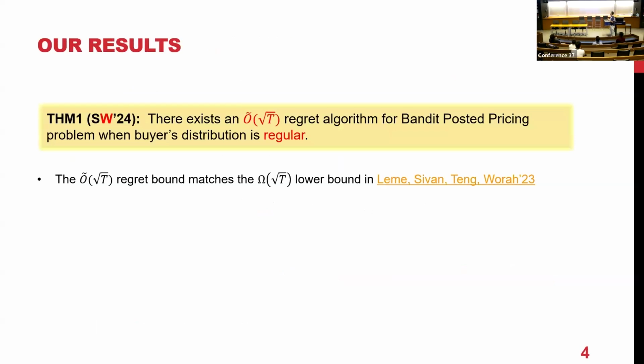We give a square root T regret algorithm for the bandit posted pricing problem, assuming the buyer has a regular valuation distribution. And this square root T upper bound also matches the square root T lower bound provided in the same SODA paper from Leme, Sivan, and Wang.